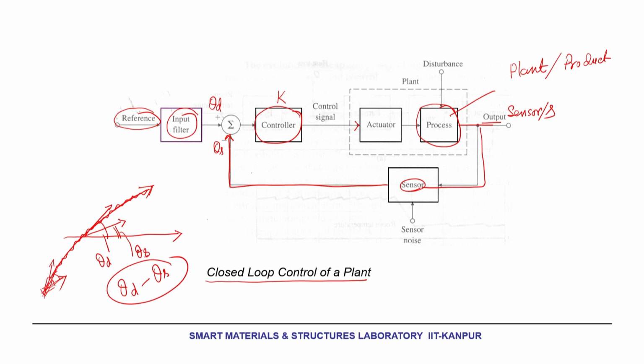That needs to be driven with the help of the control signal, and because of these additional inputs, there will be changes in the process. Some disturbances can also get fixed in that process, and we measure the output and continuously rectify the process. This is the idea of closed loop control of a plant or a product.